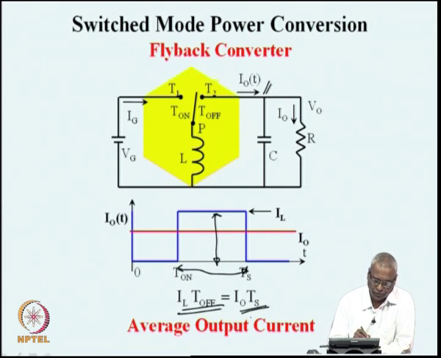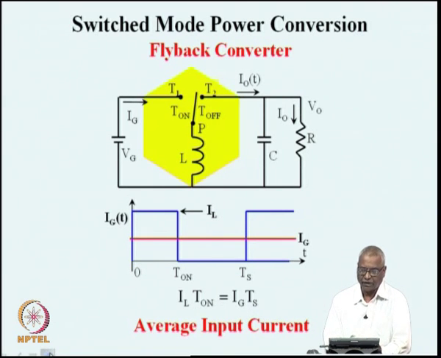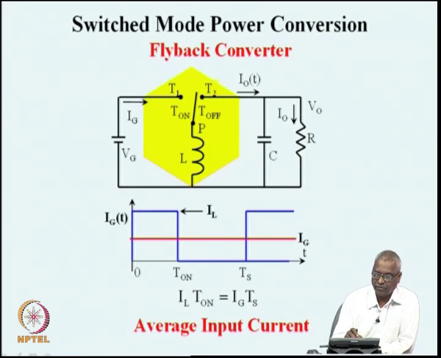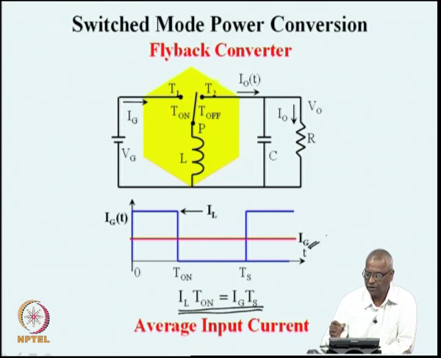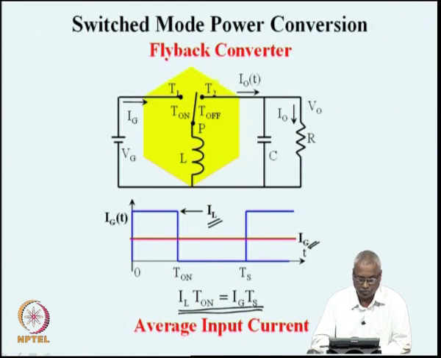This is the average input current. In a similar way, the average input current can be seen as follows: during T on, IL is the same as Ig, and the rest of the time Ig is 0. So, it is possible to find the relationship between the average input current and the inductor current. This also has the relationship as shown here.